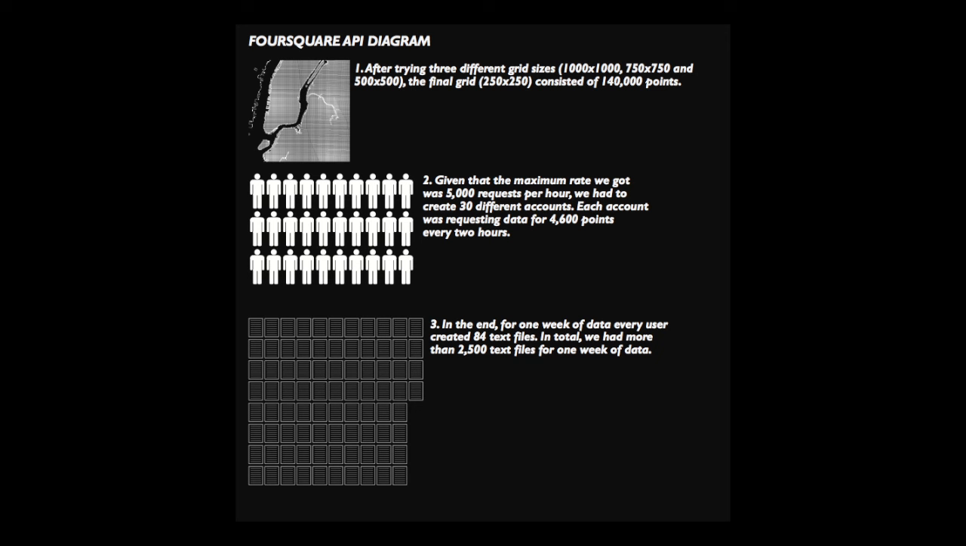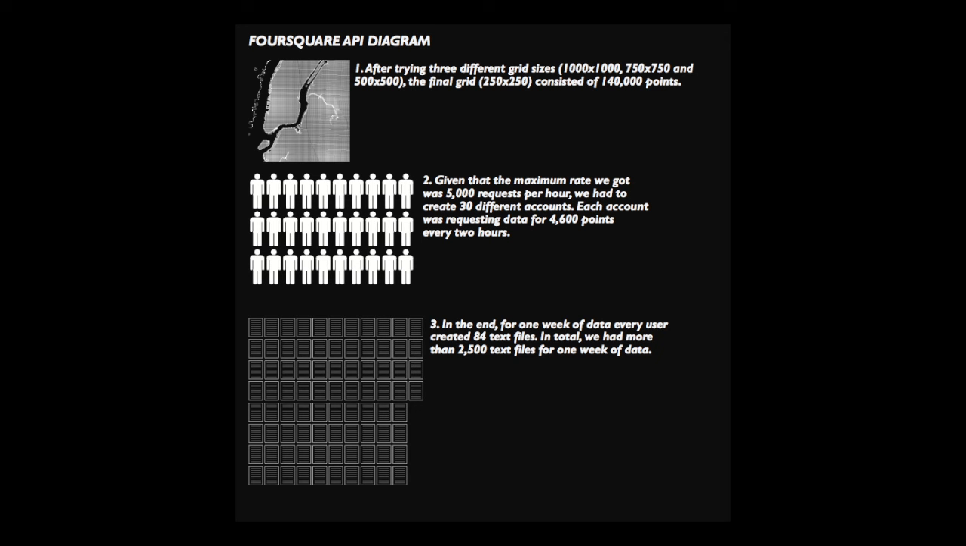And most APIs have limits because they don't want you just crushing their servers. The Foursquare API had a limit of 5,000 requests per hour. So ideally, we wanted to submit 140,000 requests per hour to see, over the course of 1 week, all the check-ins that were happening. The only thing we could do was submit every 2 hours and create 30 fake accounts.